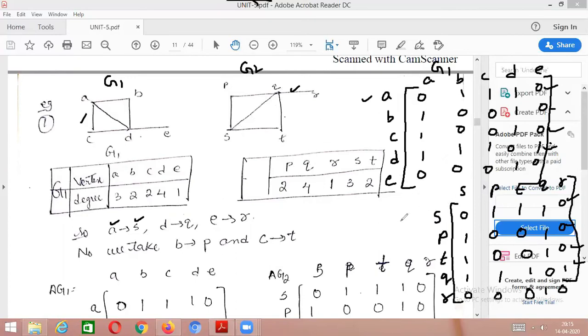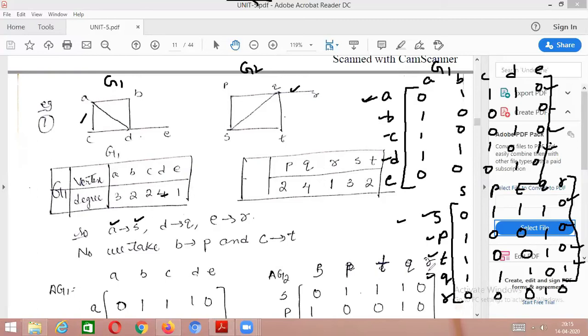So when you are writing, you have to take care of the degrees. A vertex degree is 3, so S vertex degree is also 3. You have to write in that manner. B vertex degree, how much? B vertex degree is 2, so what is P vertex degree? 2. Next, what is C vertex degree? C vertex degree is 2. What is T vertex degree here? T is also 2. Next, D vertex. What is D vertex degree? 4. So which is the 4 degree vertex? Q.